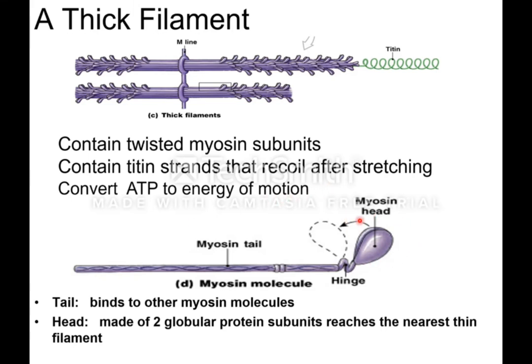The head is made of two globular protein subunits that are located near the thin filament and react to it. The titin strand recoils the myosin filament after stretching, and in the head of the myosin there is the ATPase enzyme that converts ATP to energy of motion.